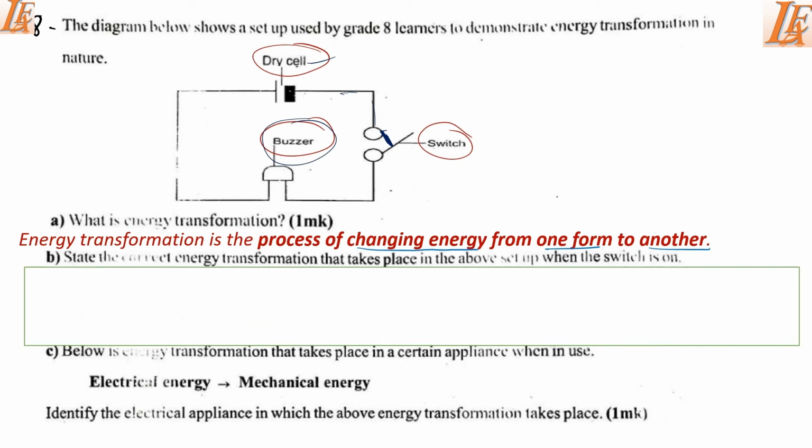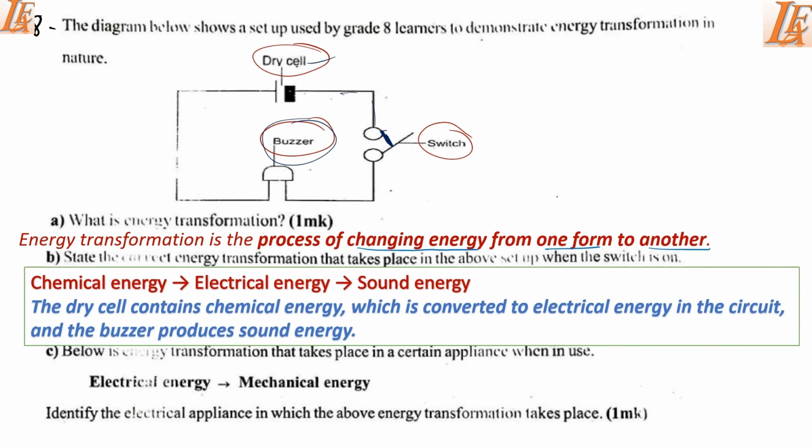Therefore, the energy transformation that will take place is chemical energy from the dry cell into electrical energy in the conductor, and then finally sound energy from the buzzer. So here you can explain by saying the dry cell contains chemical energy, which is converted into electrical energy in the circuit. And then finally, the buzzer produces sound energy. So the energy transformation is from chemical to electrical to sound energy.